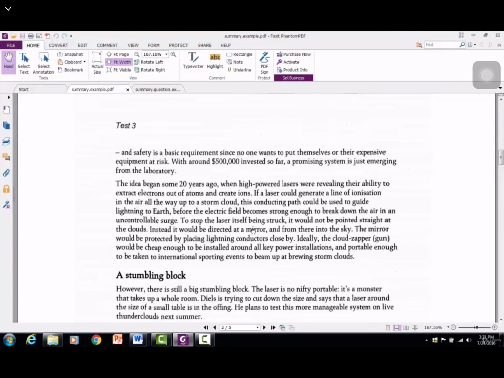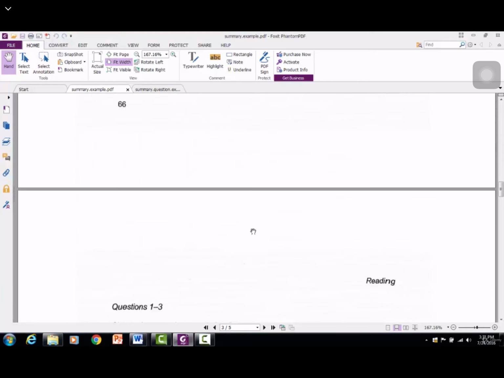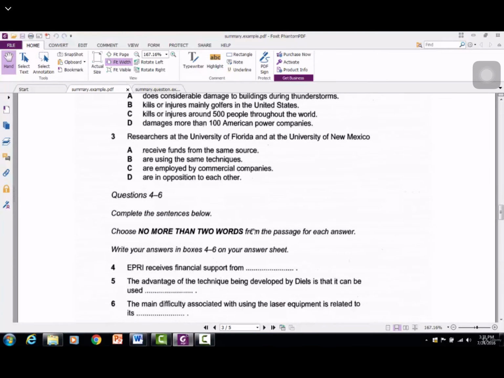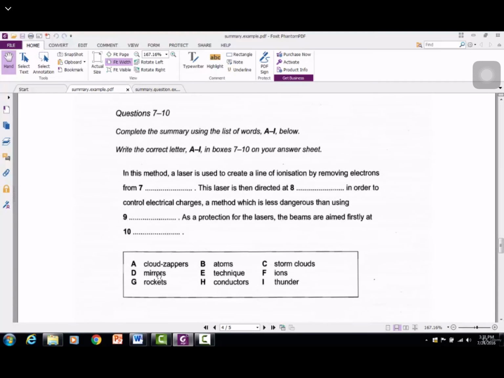All right, so the answer, directed at, is the synonym language here. Directed at for aim, firstly aimed. Aimed firstly at, directed at a mirror. So the answer for number 10 would be mirror, which is D.